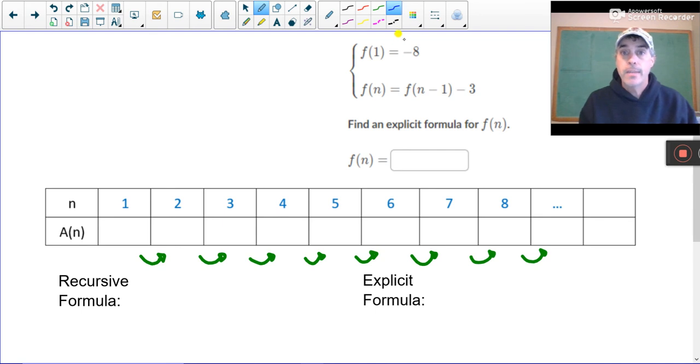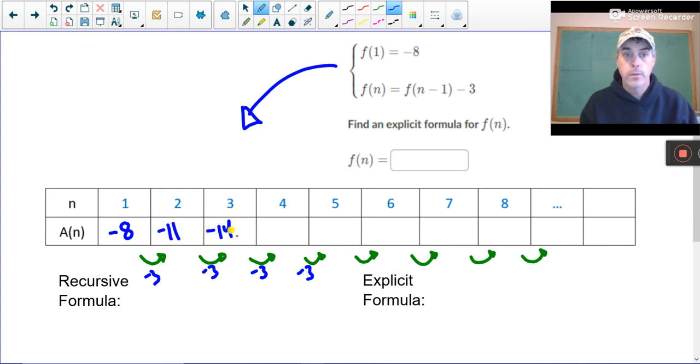Okay, so as I'm looking at this information right here, I'm going to go ahead and think about the sequence. So this sequence says f of 1 is negative 8. So I'm going to put a negative 8 right here. And to get a new term, I take the one before it and I subtract 3. So it looks like I found my common difference. Negative 8 minus 3 is negative 11, minus 3 more, negative 14, minus 3 more, negative 17, and so on and so forth. So how do I find my explicit formula?